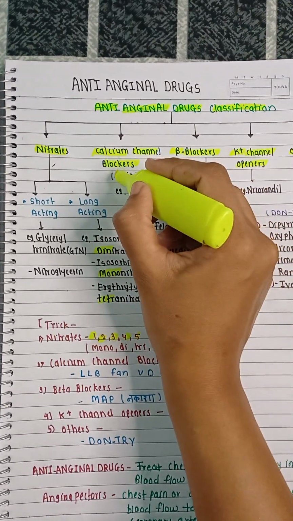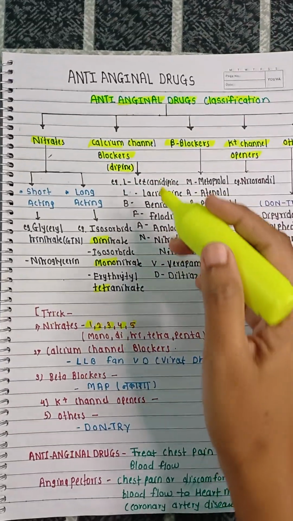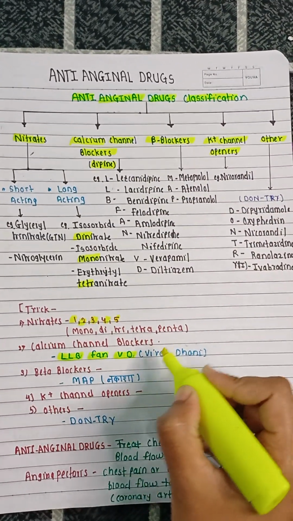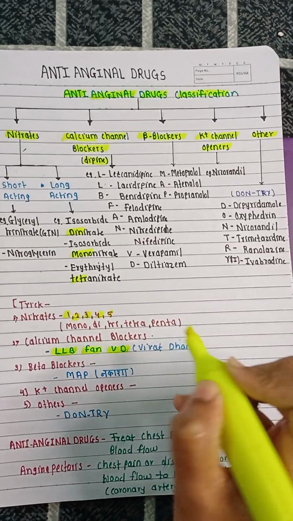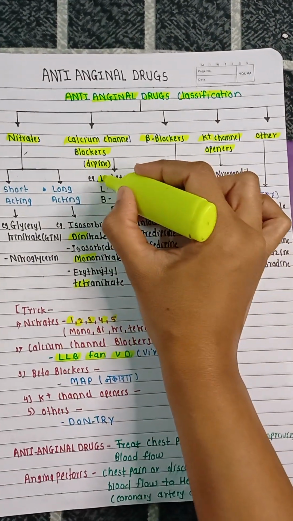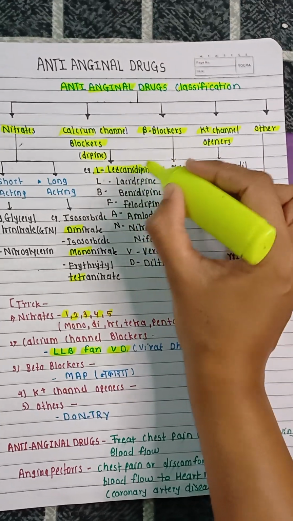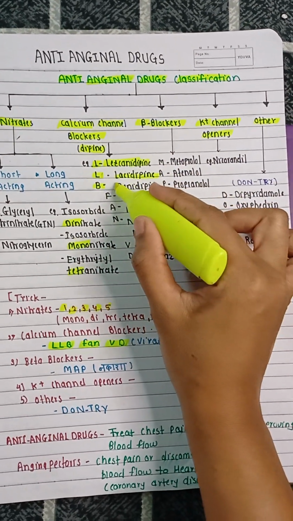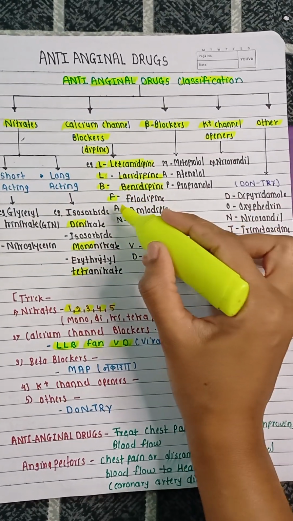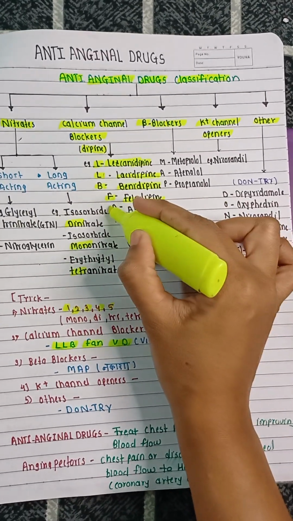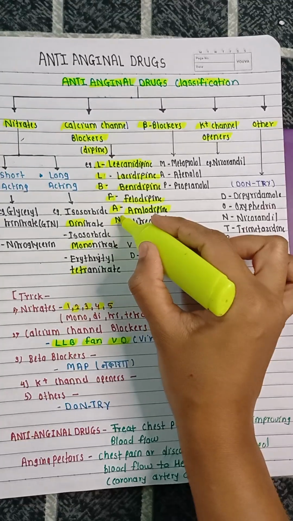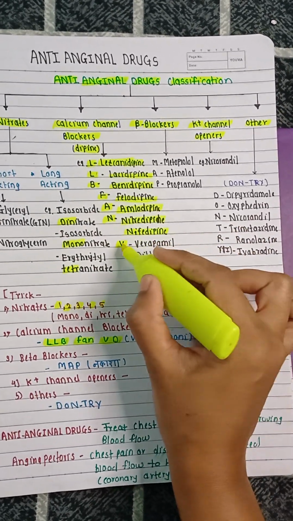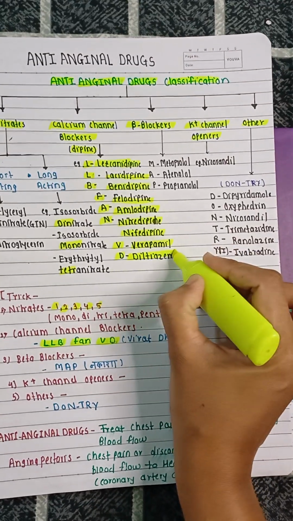The suffix for the calcium channel blockers is dipine, and the trick is LLB, fan, VD. VD for Virat and Dhoni. The first L for lercanidipine, then second L for lacidipine, then LLB, B for benidipine, fan F for felodipine, A for amlodipine, N for nitrendipine or nifedipine, and VD, V for verapamil, and D for diltiazem.